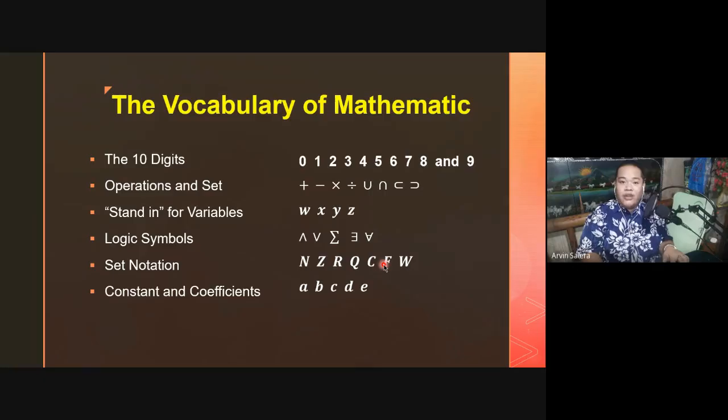So, first, it has a corresponding fraction if it is terminating. For example, 0.125 has a corresponding fraction. But if it is non-terminating, it has a corresponding fraction only if it is repeating. For example, 0.3333, that has a corresponding fraction.